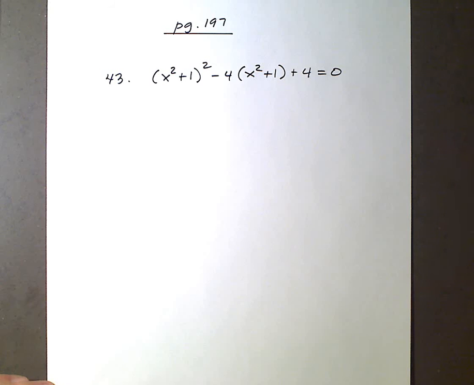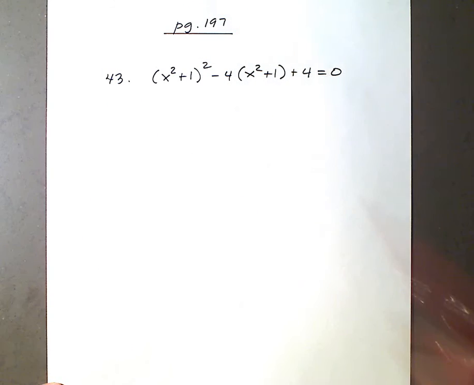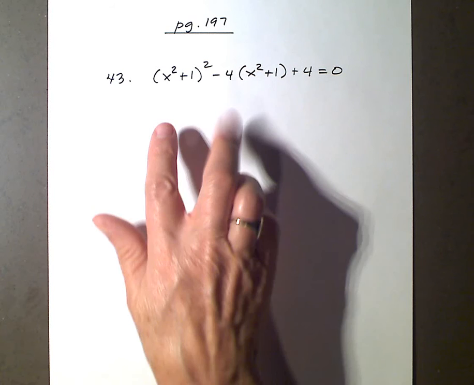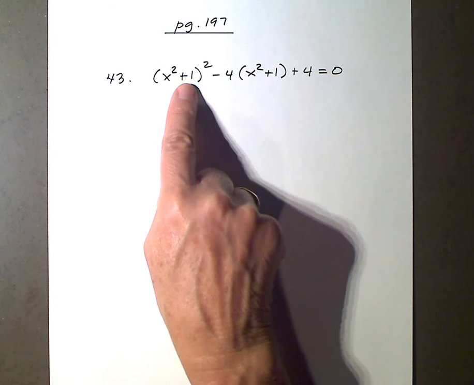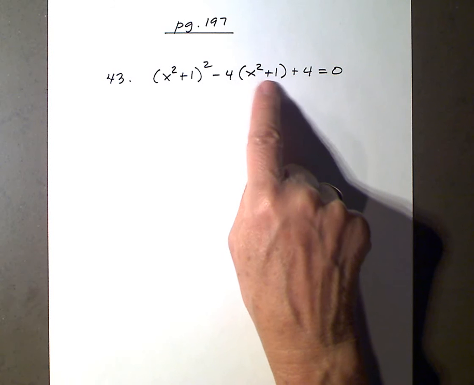All right, this is number 43 on page 197, and this is probably a challenging problem to do unless you can find a good technique, and so that's why I'm doing the video. If you need to look back at number 39, we use the same technique. It's just taking an expression that occurs multiple times, this x squared plus 1, it's raised to the second power here, and it's being multiplied by 4. It's like a linear term here.